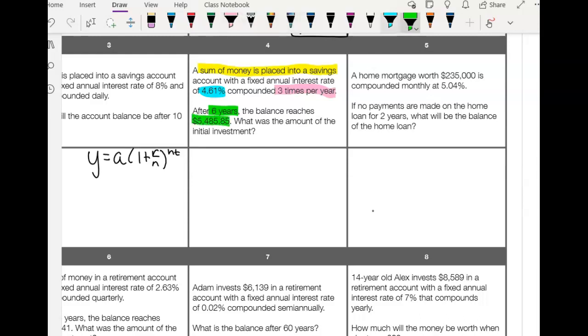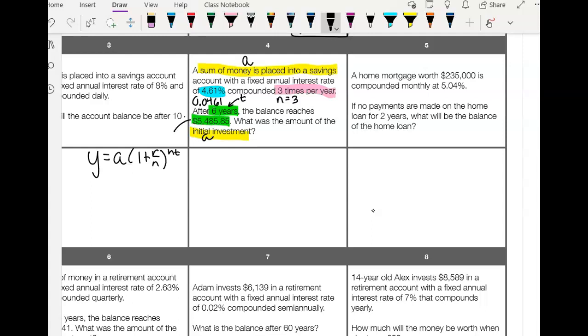The question is, what is the initial amount? That's what I highlighted in yellow up there, so that's my A value that I'm looking for. If it's asking for the initial, it's asking for that A value. Here's my rate, and I'm going to turn that into a decimal. I know my N value is 3, and my T value is 6.